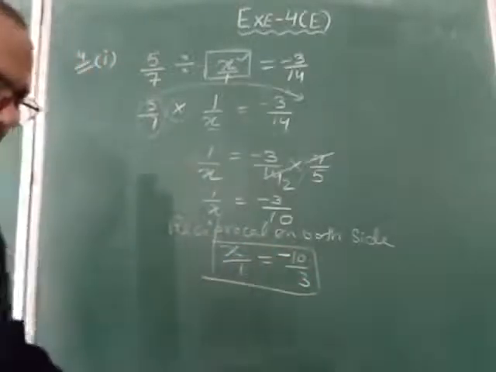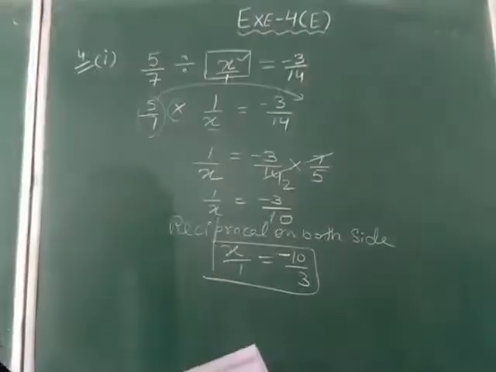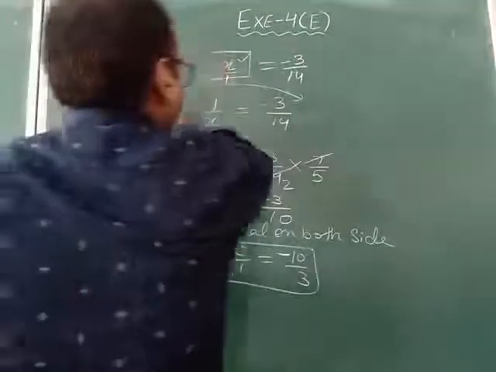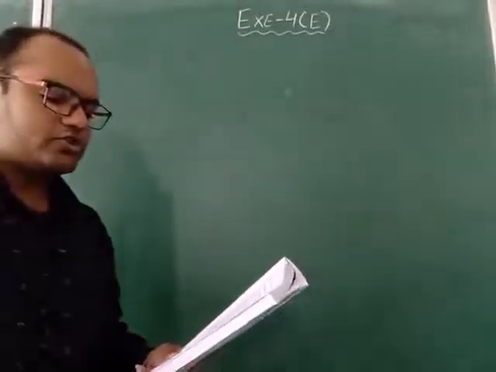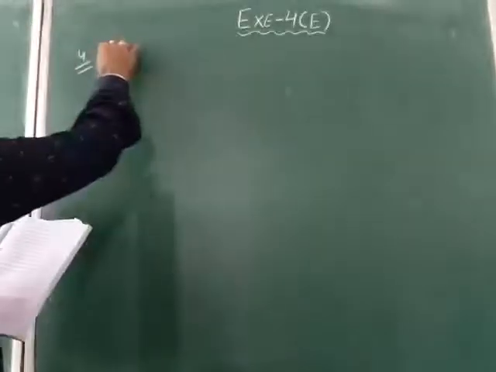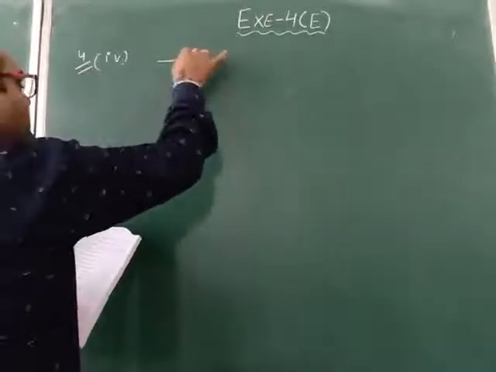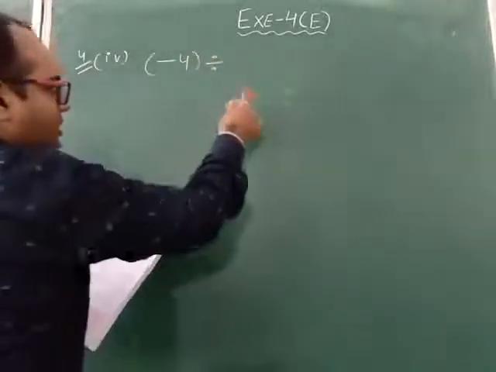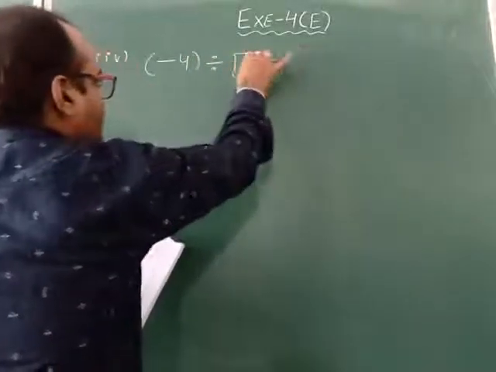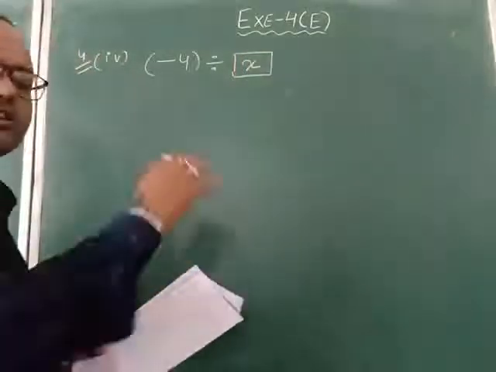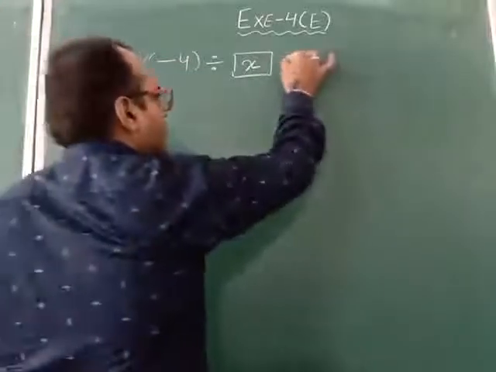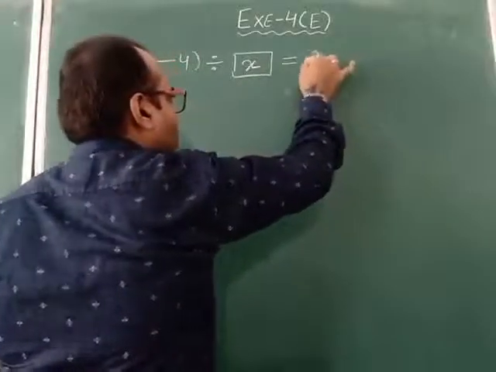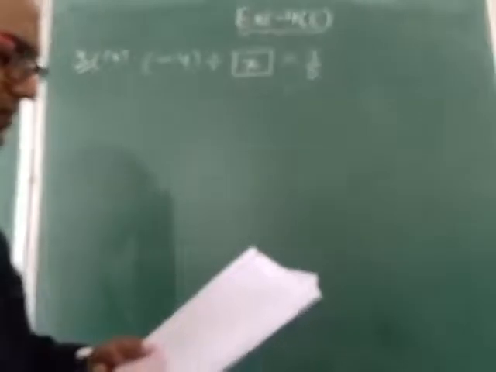Now see another part, number 4, the fourth part. By what number should minus 4 be divided? We have to divide minus 4 by what number, it is asked in the question. So let's say we are dividing this minus 4 by x in order to get 3 upon 5. So when we divide these two, the answer will be equal to 3 upon 5. It is given in the question.